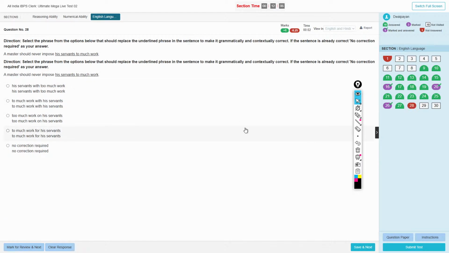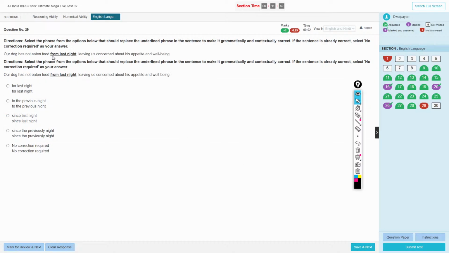A master should never impose too much work on his servants. Our dog has not eaten food since last night. If I get an opportunity, I shall make it without any fault.